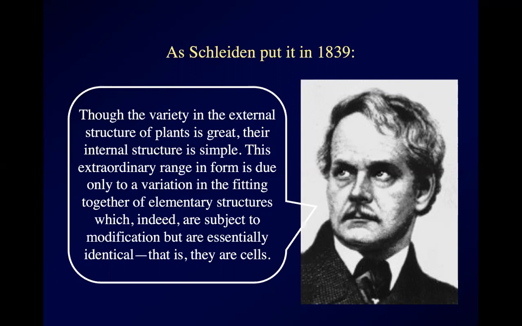The same is true, Schleiden says, about cells. There's a limited number of cell types, put them together in different ways and you can build anything from a rose bush to a redwood to a corn stalk to a blade of grass.